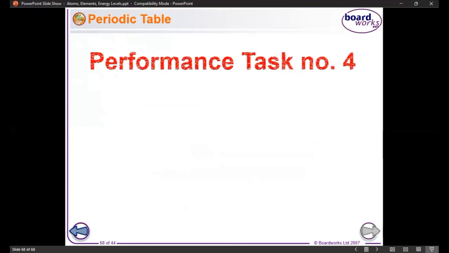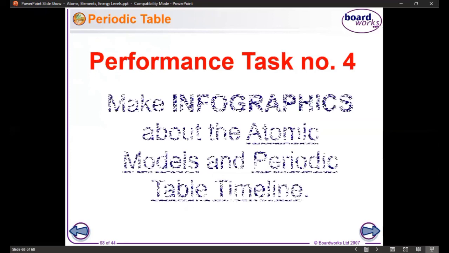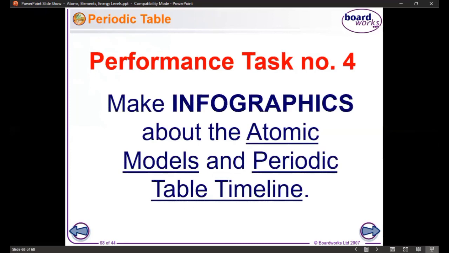And for your performance task number 4, make infographics about the atomic models and the periodic table timeline. So you're going to make 2 infographics. The first one is the first topic that we had, the atomic models or the atomic structures. And then the second one is the periodic table timeline.